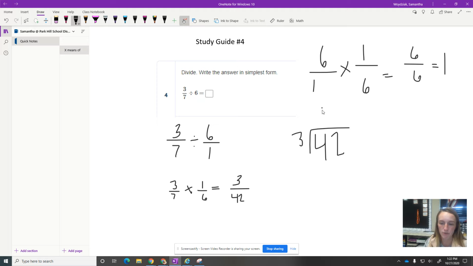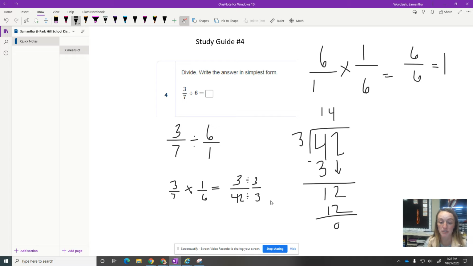So 3 goes into 4 once. 3 times 1 is 3. 4 minus 3 is 1. Bring down 2. And 3 goes into 12 4 times, it equals 12, and there's no remainder, so it does look like I can divide this by 3 over 3, because if I divide the top by a number, I also have to divide the bottom by the same number.